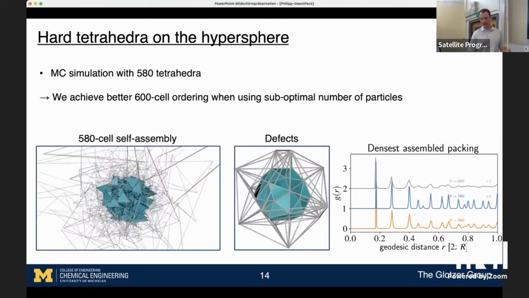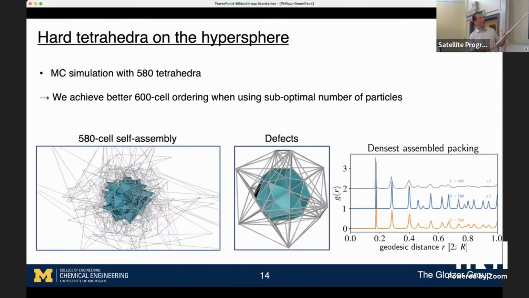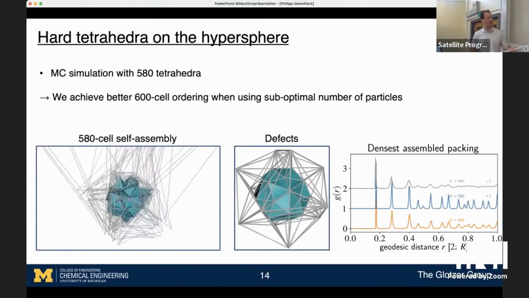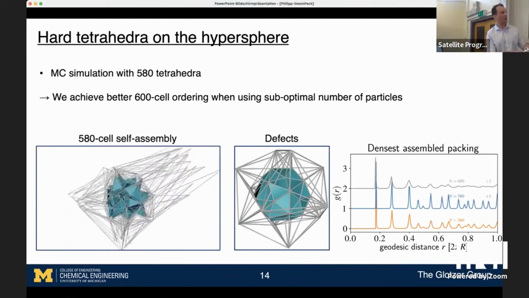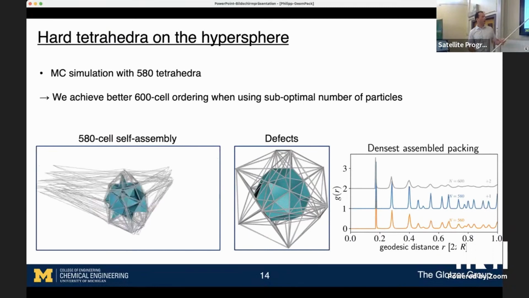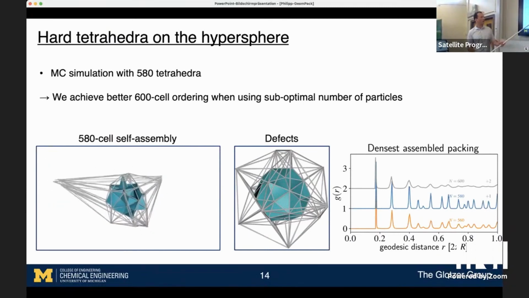And you can also see this when, for example, I show here the simulation with 580 tetrahedra, where there are 20 particles missing. You can see that the peaks are way sharper than for the 600 cell case. And also when you see the transition, you can see that it's way denser.